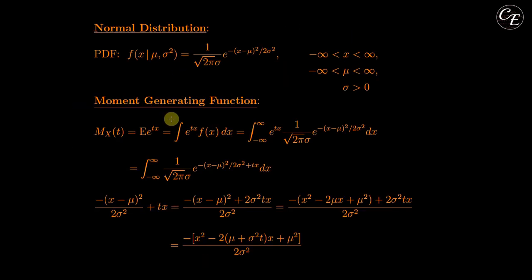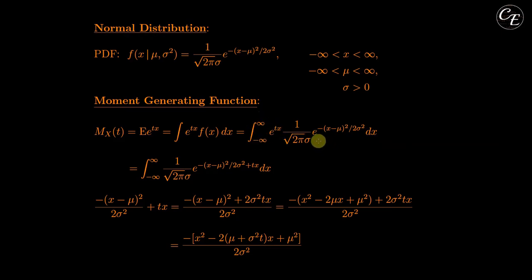Now let us proceed with our derivation of the moment generating function for this normal distribution. The moment generating function has a formula, the expectation of e raised to tx, and the expectation of e raised to tx is equal to the integral of e raised to tx times the probability density function dx. Then let us use this one for our probability density function, from negative infinity to positive infinity.